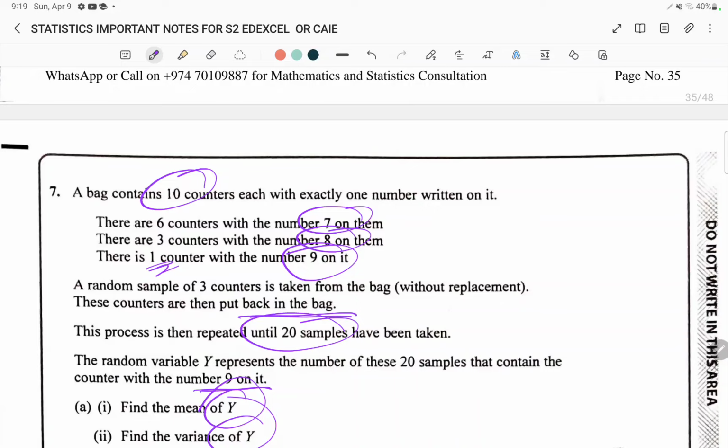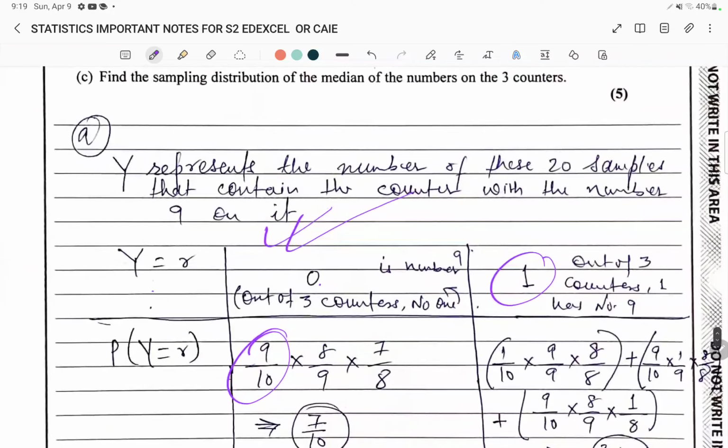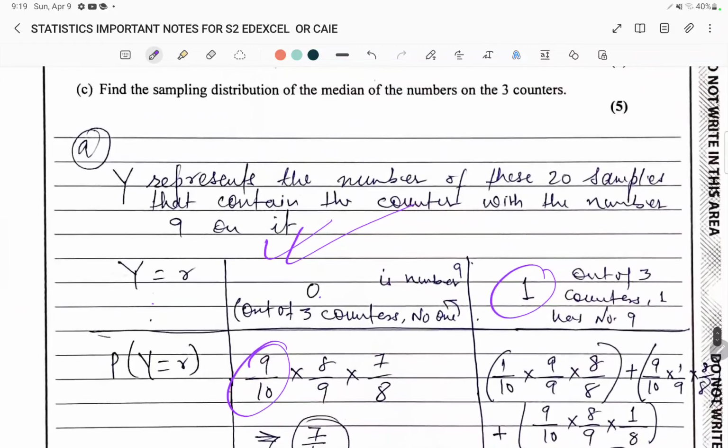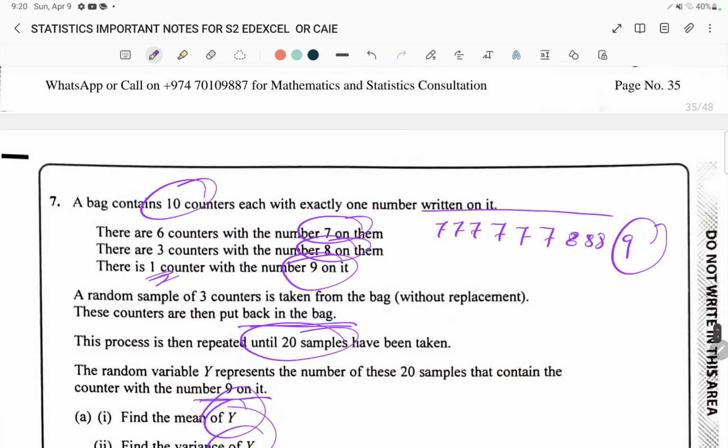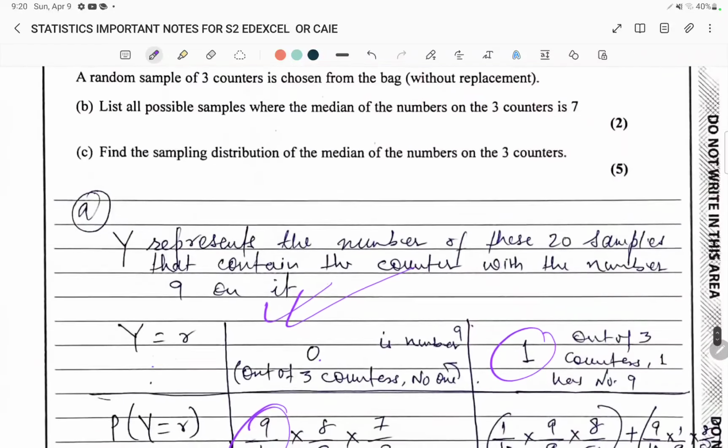So 6 counters with number 7, 3 counters with number 8, and 1 counter is 9. So this is 1 and the total was 10, so 1 by 10 for the 9. Without 9 it is 9 by 10.